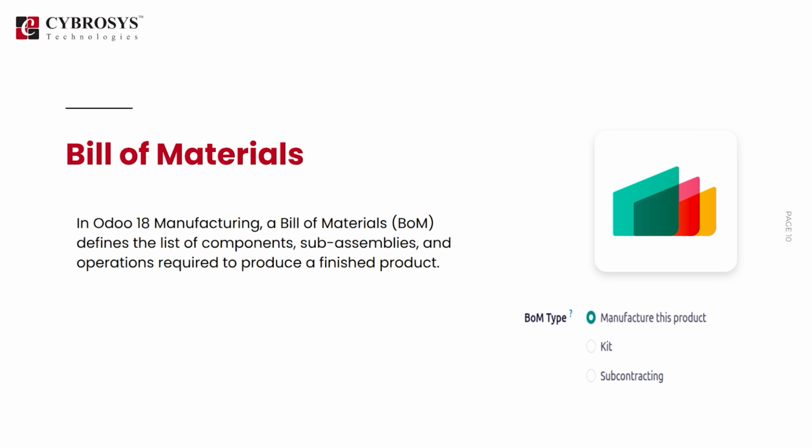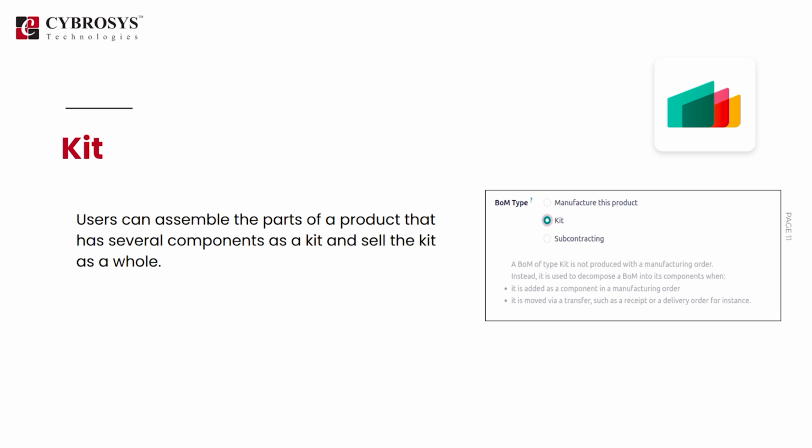Bill of materials. With the bill of materials feature in the Odoo 18 manufacturing module, you can create a list of components or raw materials required to create a product, as well as the steps required to create a finished product. There are three types of BoMs: manufacture this product, kit, and subcontracting. Here, the kit: if the BoM type is set as kit, it enables you to assemble the parts into a kit and market it as a single item. Any changes to the inventory of the kit will also affect the individual parts.